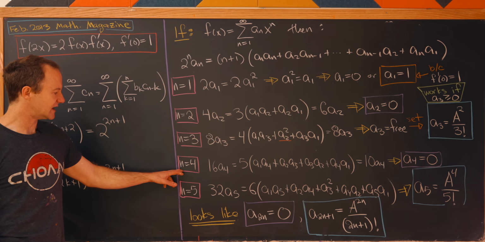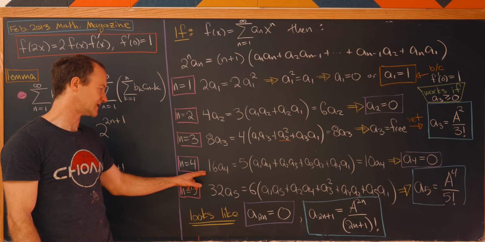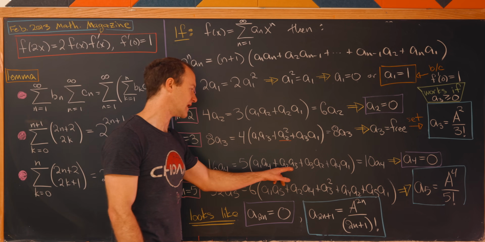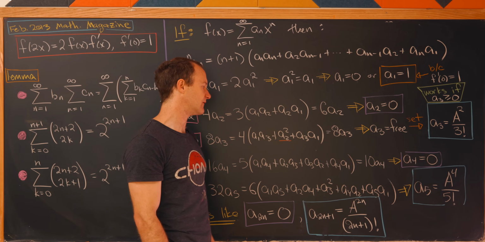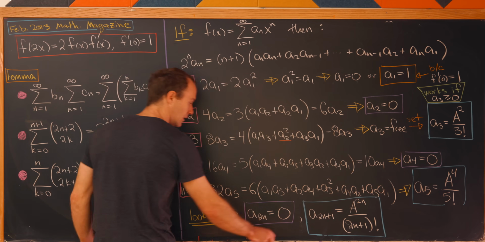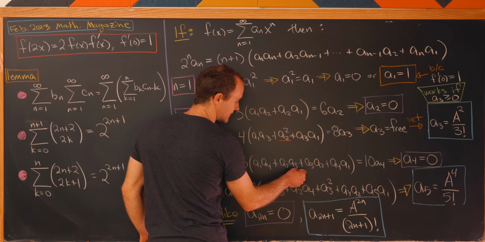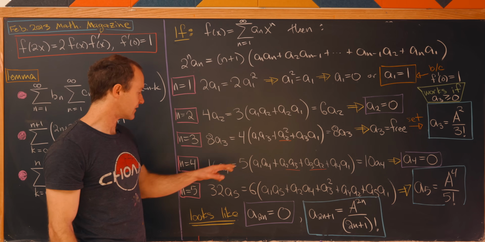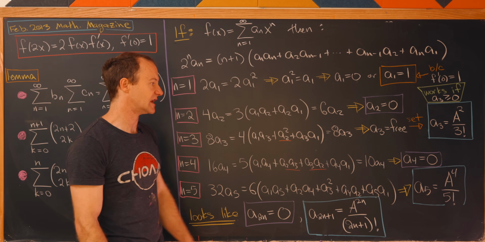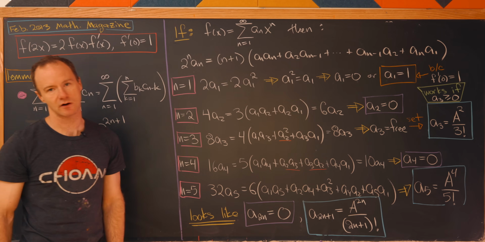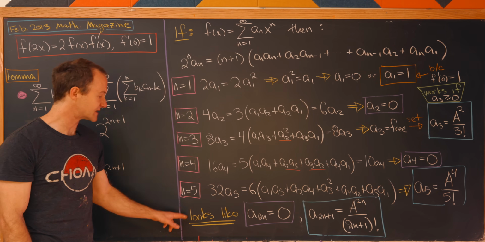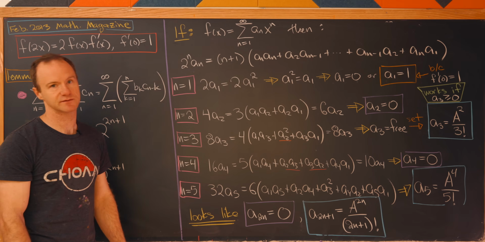Now, let's look at this n equals 4 case. So in this case, our recursion simplifies to 16A4 equals 5 times (A1A4 + A2A3 + A3A2 + A4A1). Well, we know that A2 is 0, so that makes this term and this term 0. Simplifying everything to 16A4 equals 10A4, which means A4 is 0. So we've got A0, A2, and A4 are 0. It's looking like all of the even terms are 0.